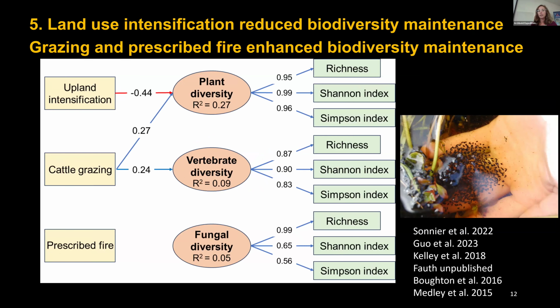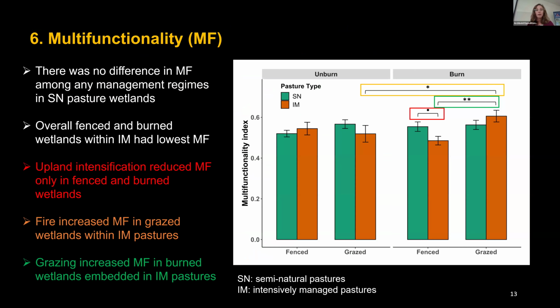And then finally, looking at biodiversity indicators, we looked at 3 taxonomic groups: plant diversity, vertebrate diversity, and fungal diversity. And these were each represented by richness or number of taxa, the Shannon Index and Simpson Index, which take into account number and abundance of species. And we found that cattle grazing had a positive effect on plant and vertebrate diversity, while upland intensification negatively affected plant diversity. And fungal diversity was not affected by any of the management types.